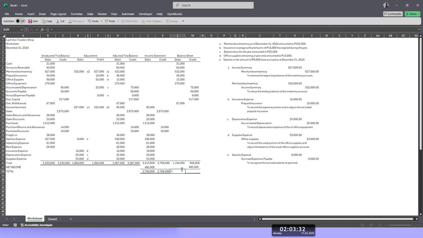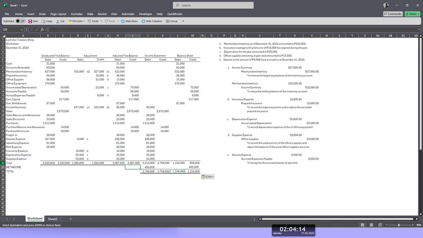And then get the total to determine the equality of the overall total of the debit and credit. Equals. And then copy the total and paste it. Okay, so the grand total of the income statement and the balance sheet column is now equal. And here we have determined that the company generated a net income of 495,000.